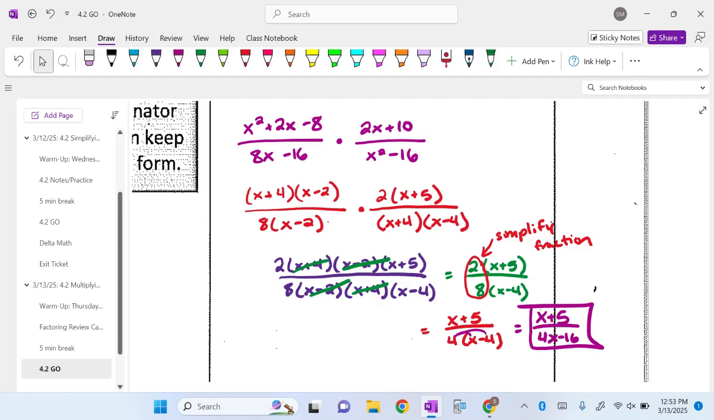All right, so you should have the skills now to finish up that Delta math from yesterday. But since we only got about 10 minutes left, I'm just going to give you your exit ticket because it's going to be another one of these. So more practice.